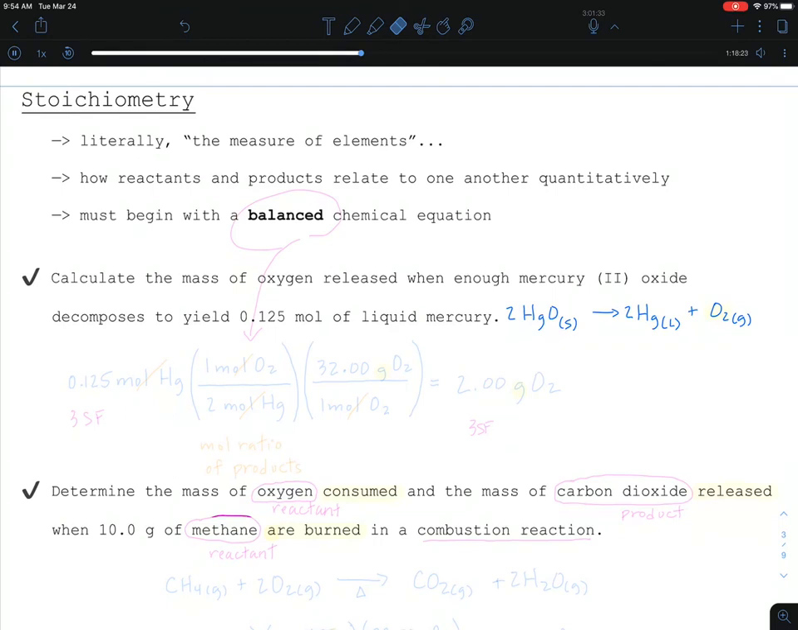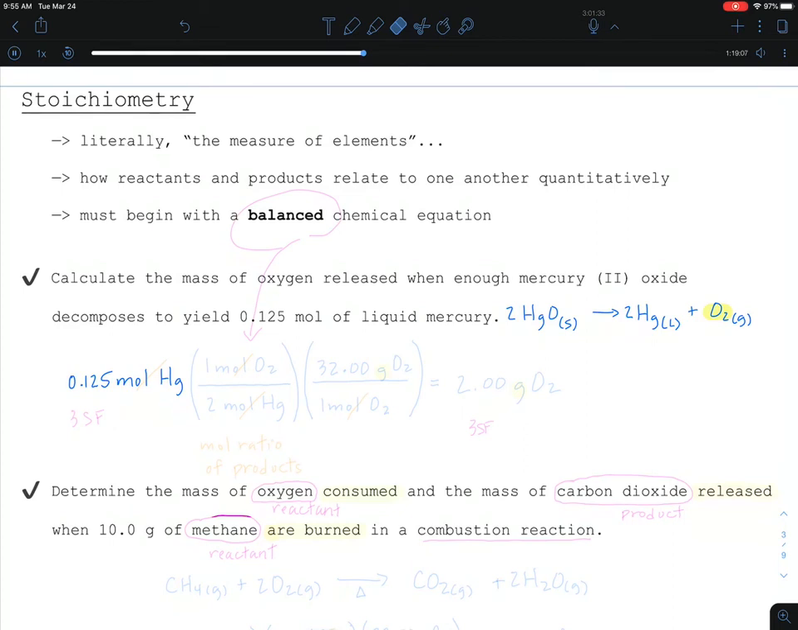Okay, so we have a balanced equation, right? And now we can say, well, if I want to know the mass of that, when enough mercury 2 oxide decomposes to yield 0.125 moles of liquid mercury, what are they actually asking me? Well, the word enough means you don't have any numbers to use. So you have to go with what you're told. And right now I'm told that 0.125 moles of liquid mercury are produced when enough of the mercury 2 oxide decomposes.